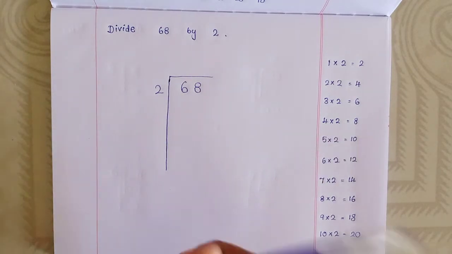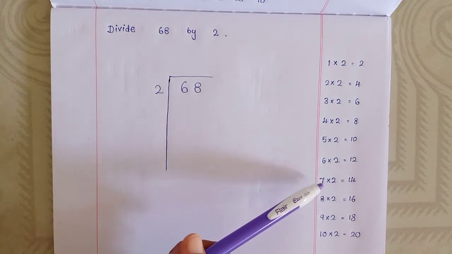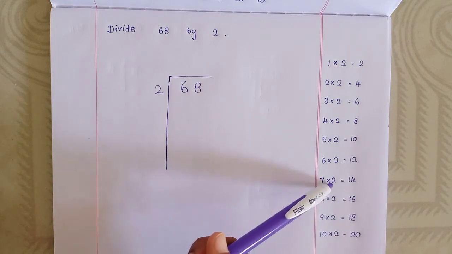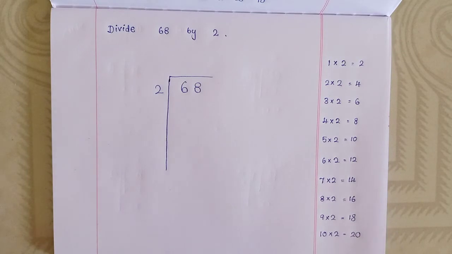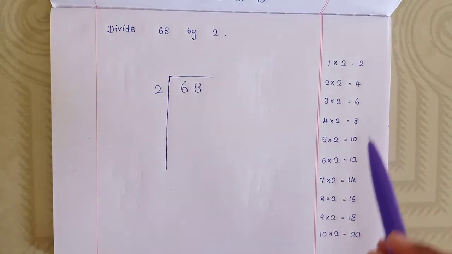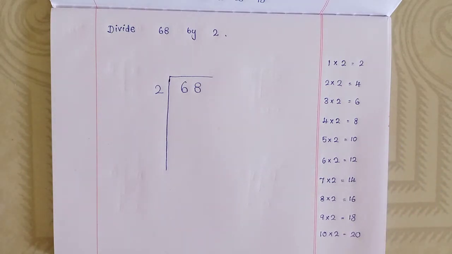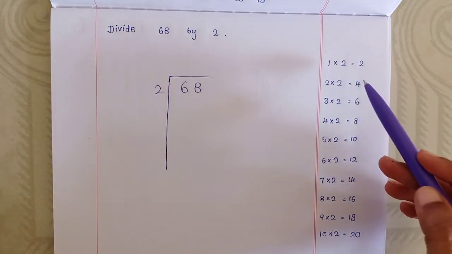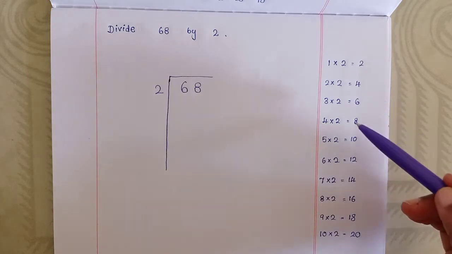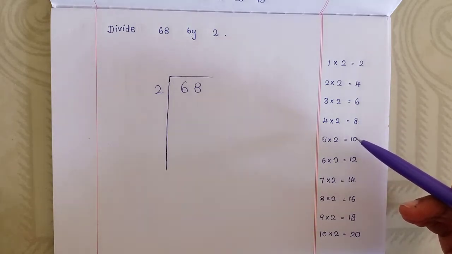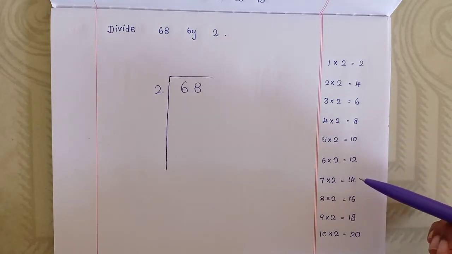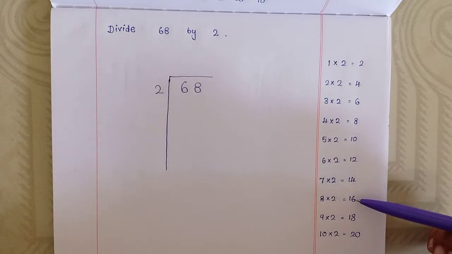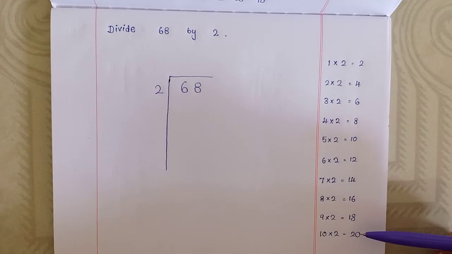You should write the 2 table. All of you should write the 2 table next to the red line. Okay, shall we read the 2 table? Open your mouth and read the 2 table. 1 two is 2, 2 twos are 4, 3 twos are 6, 4 twos are 8, 5 twos are 10, 6 twos are 12, 7 twos are 14, 8 twos are 16, 9 twos are 18, 10 twos are 20.